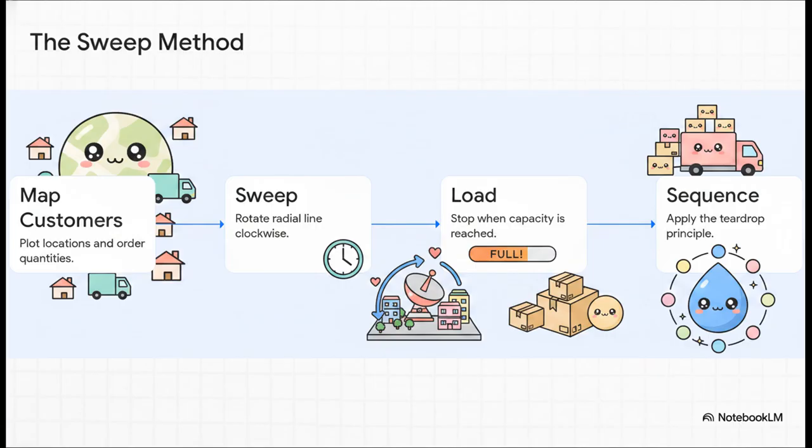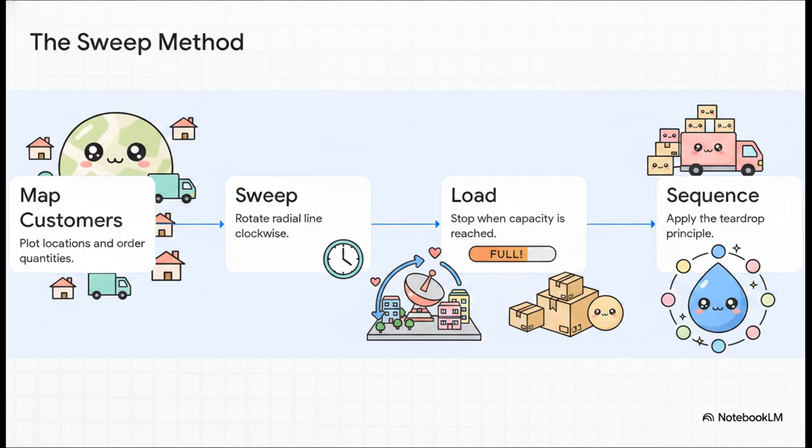So how do we apply these principles without buying complex software? We use the sweep method. It's a super intuitive manual heuristic. Step 1, just map all your customer locations and order quantities. Step 2, imagine a radial line extending from your depot and sweep it clockwise, kind of like a radar.